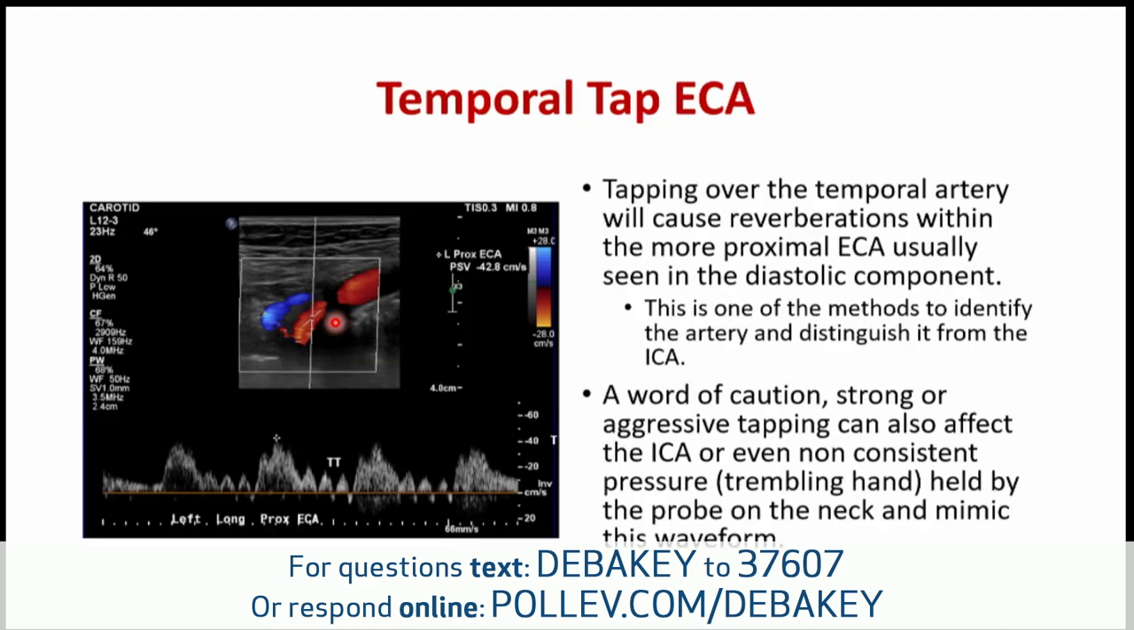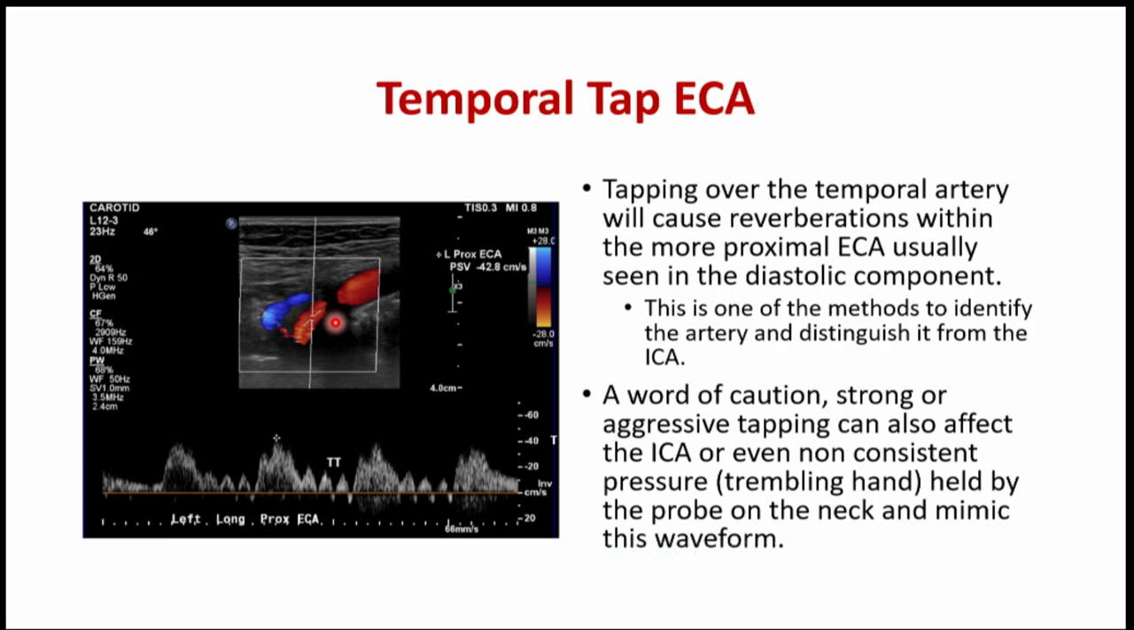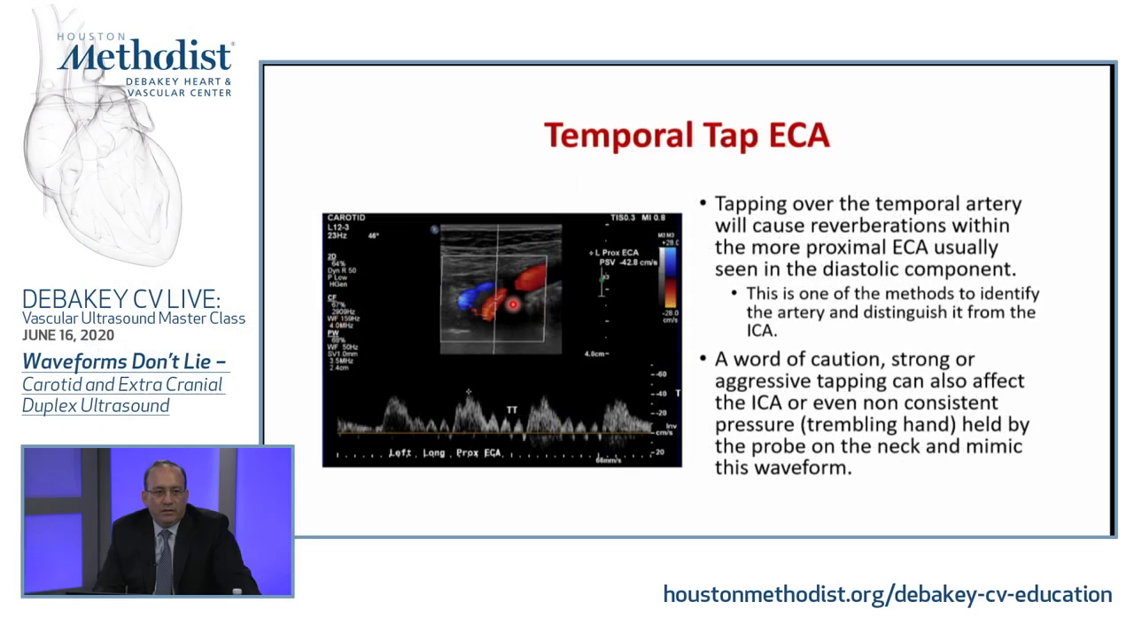So we've gone past the common carotid, and we talked about the bulb. Now we have to figure out where's the money shot? The money shot is trying to determine which one is the external and which one is the internal carotid artery. We talked about looking at the branches. Identifying the branches will give us a clue as to which vessel is the external carotid.